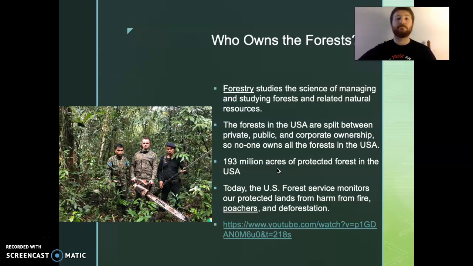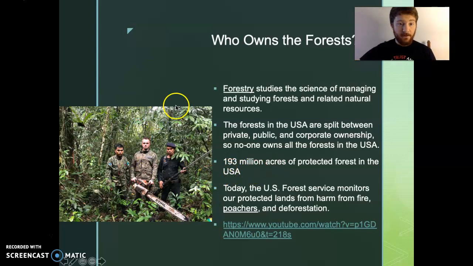Who owns a forest? Well, good question. Forestry studies the science of managing and studying forests and related natural resources. Forests in the U.S. are split between private, public, and corporate ownership. So I think it's about 30-30-20, 30 private, 30 public, 20 corporate. No one owns all the forests in the U.S. There's about 123 million acres of protected forest in the United States. The protected forest is publicly owned forest. The Forest Service monitors and protects our lands from fire, poachers, and deforestation.